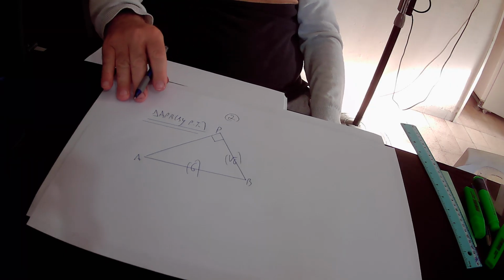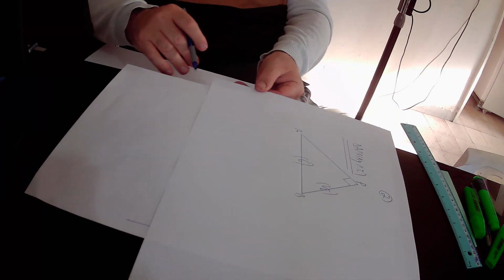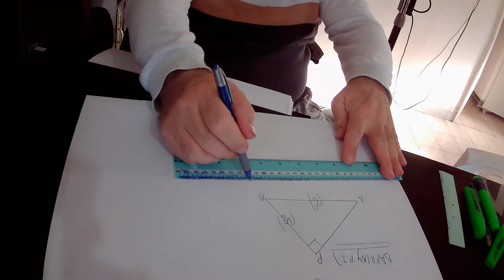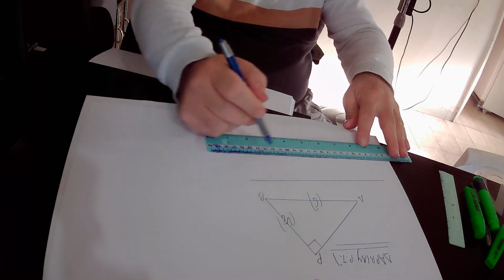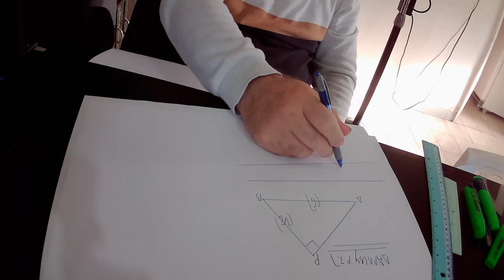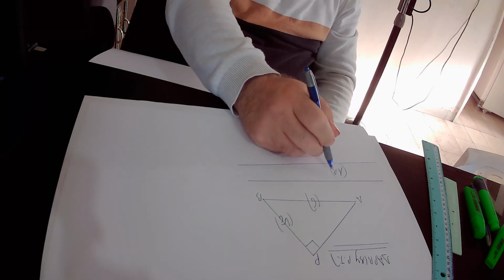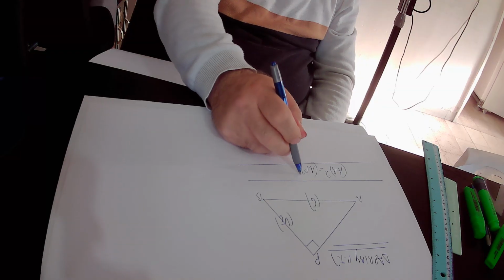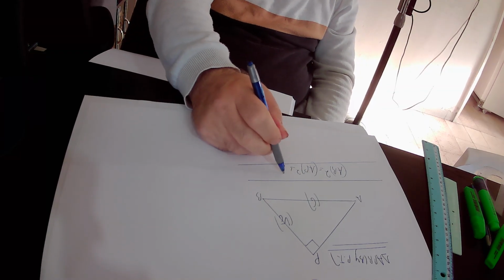So I write it down. AB square, that is the square of the hypotenuse, equals AP square plus PB square.